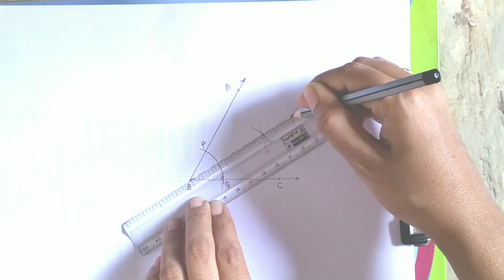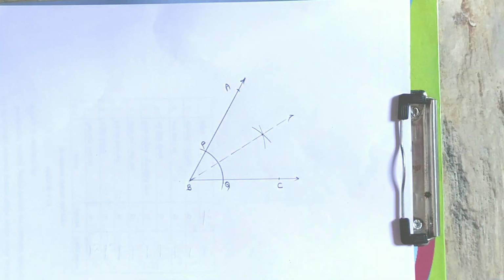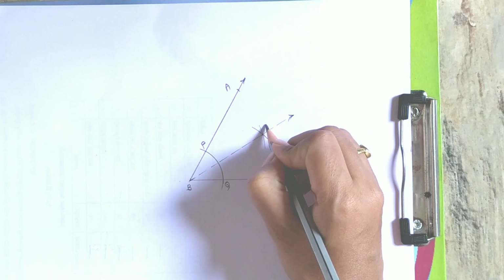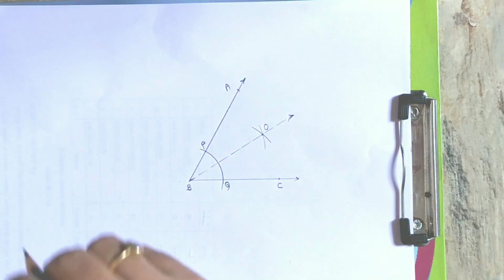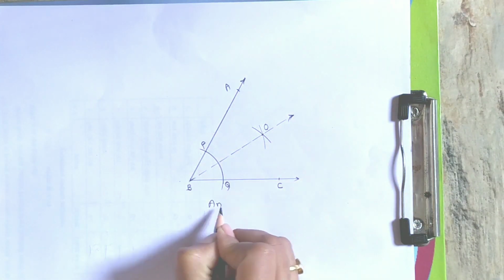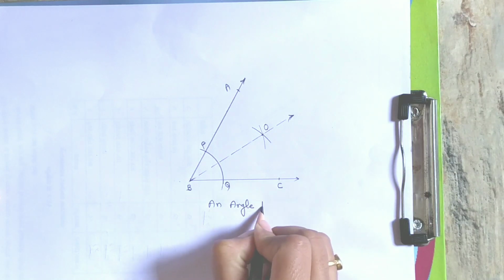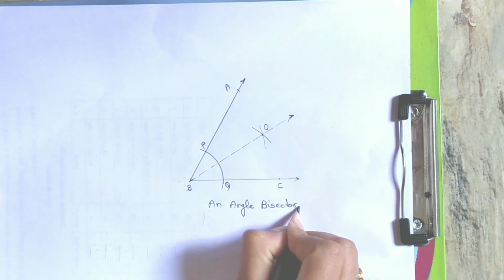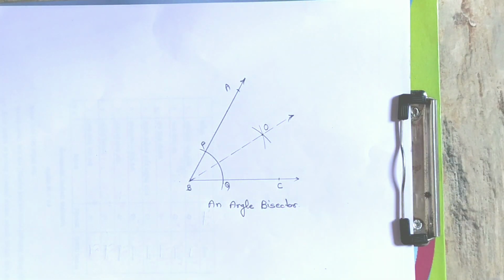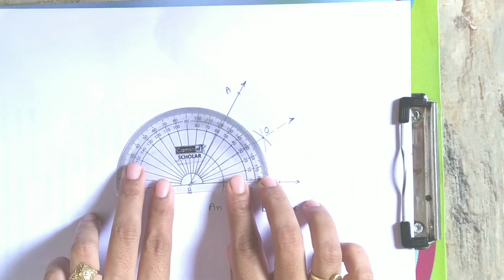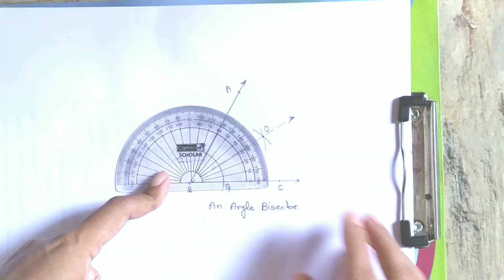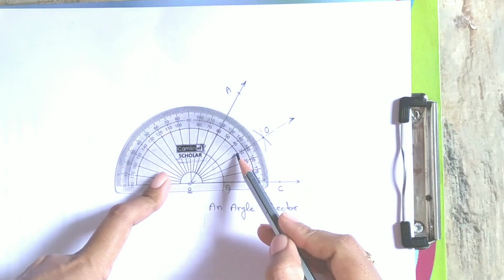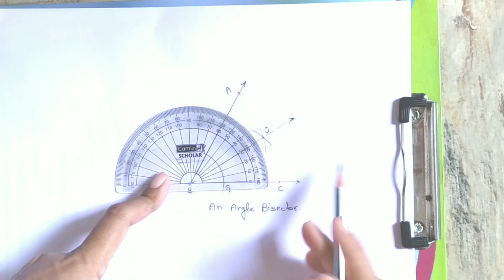Name the point of intersection as point O. We get the ray BO. Ray BO is the bisector of angle ABC. Now measure angle ABO and angle CBO. Are they of equal measure? Yes.